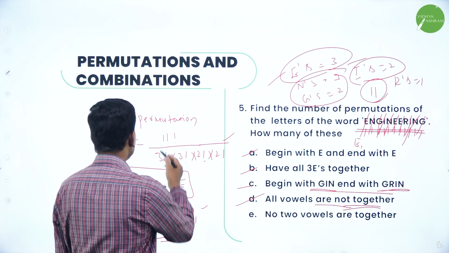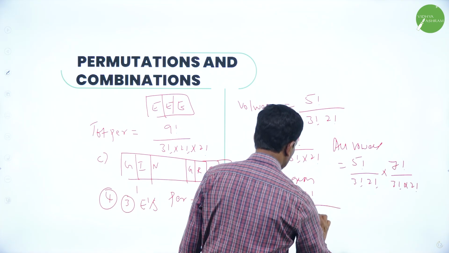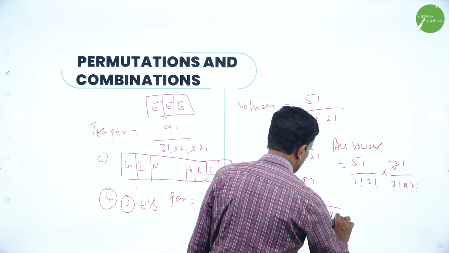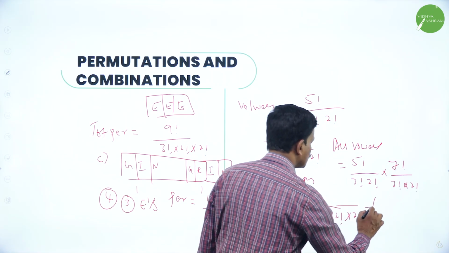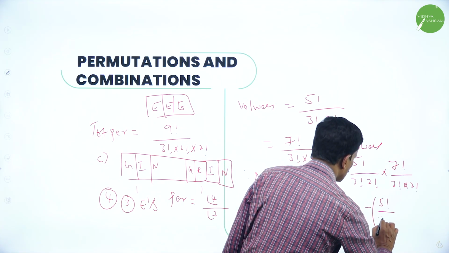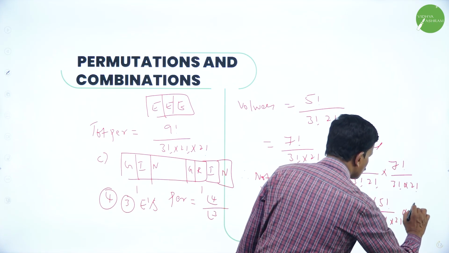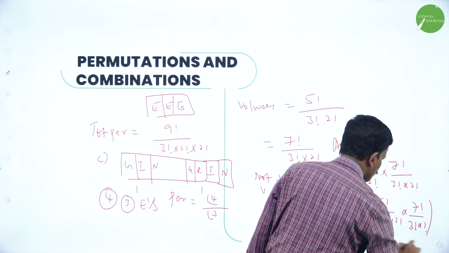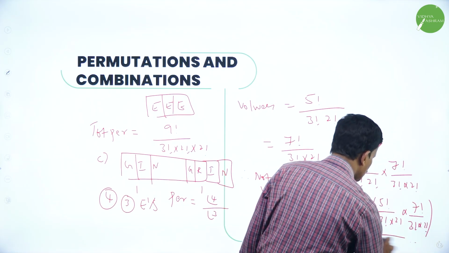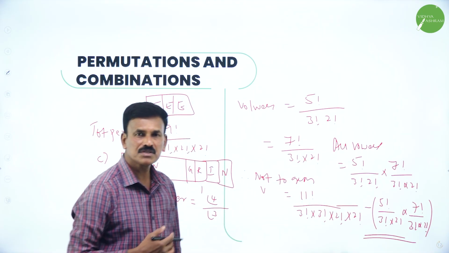first one, 11 factorial divided by 3 factorial into 3 factorial into 2 factorial into 2 factorial minus this quantity, minus 5 factorial divided by 3 factorial into 2 factorial into 7 factorial divided by 3 factorial into 2 factorial. This will give the total answer. Just subtract this from the total. This will give the answer.